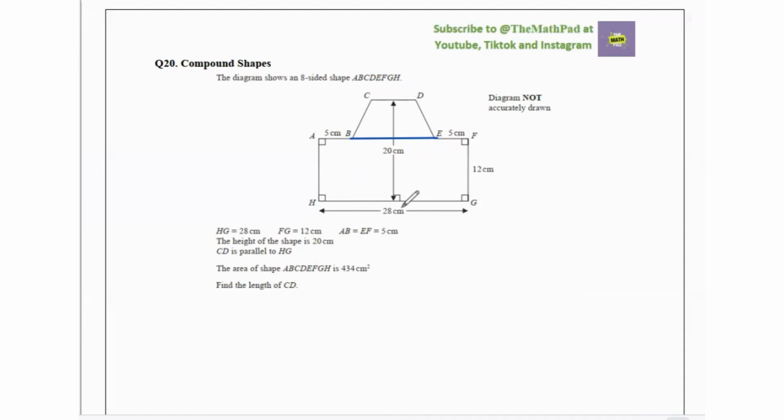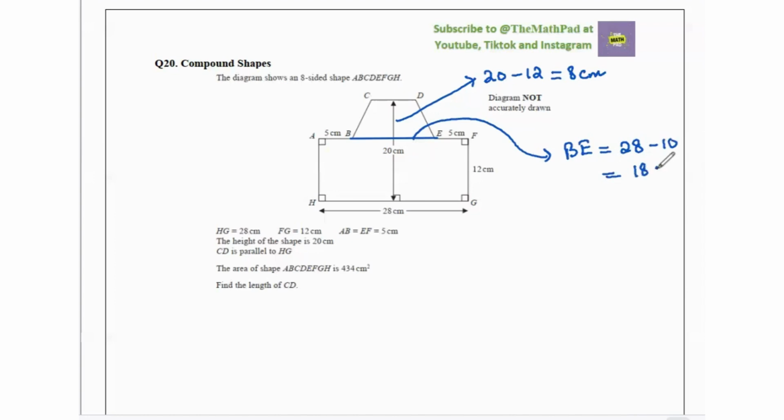Since the entire height of the shape is 20 and a part of it is 12, this is going to be 20 minus 12, which is 8 centimeters. Now, if this entire length, HG, is 28, and a part of it is 5 and 5, then this one, BE, is 28 minus 10, which is 18 centimeters.